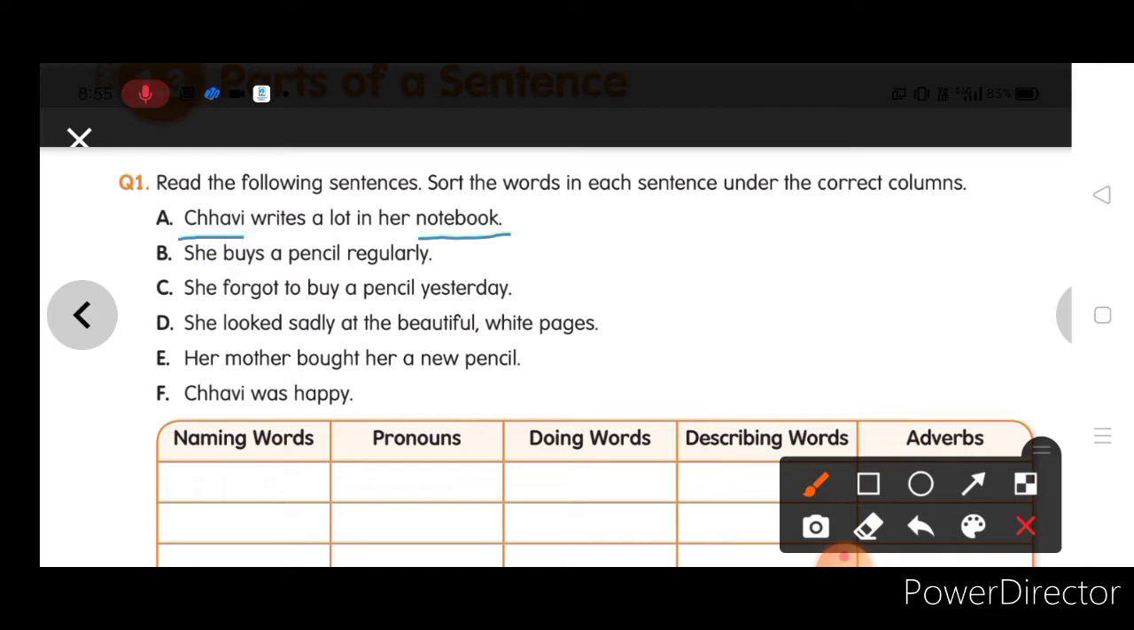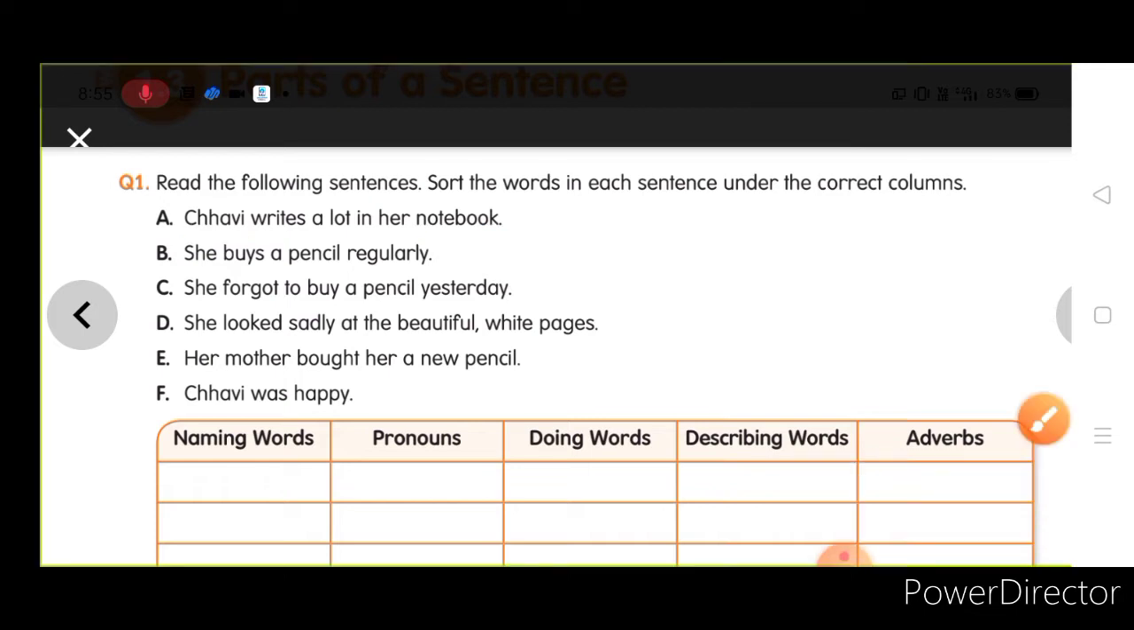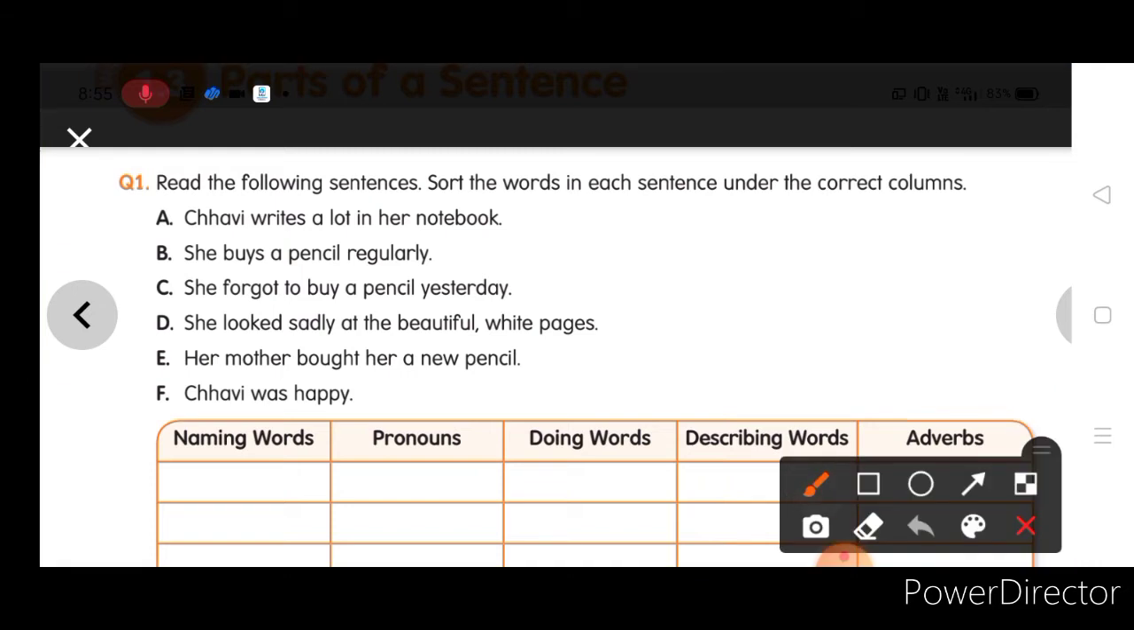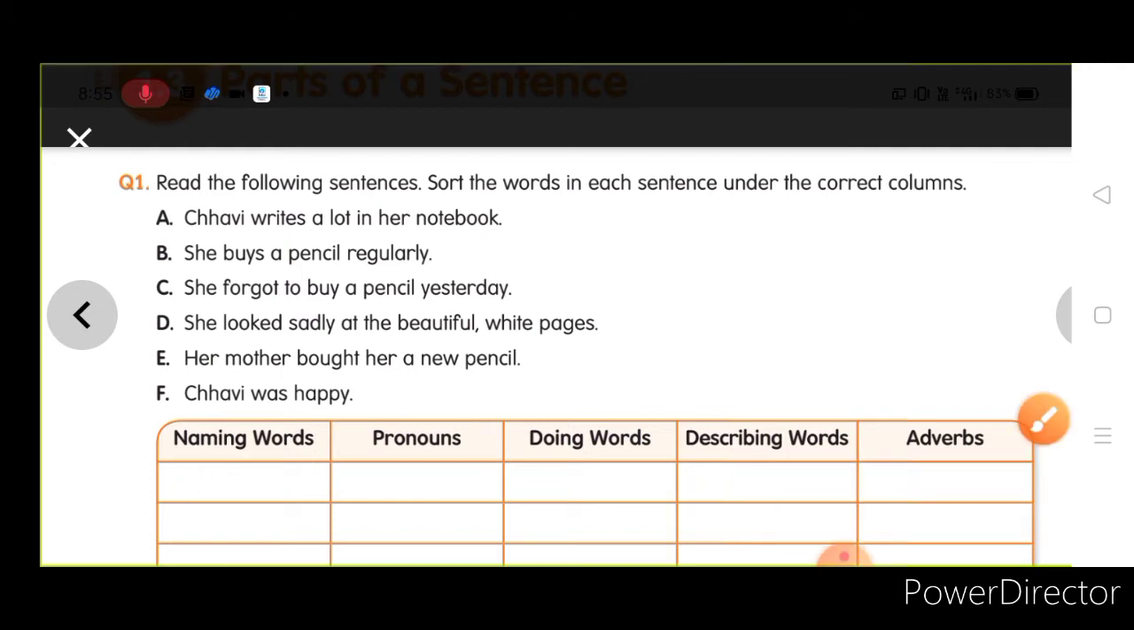Now what should we do? We have to divide the words in this sentence into the given format. Now if you see the first example, that is Chavi. What is the naming word in this sentence? Chavi is the naming word, isn't it? Chavi is the naming word.